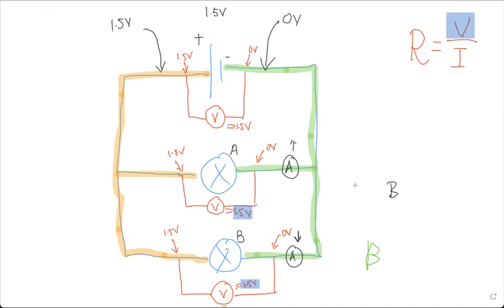Okay, so are you all convinced? Because they have the same V, and the one that has lower current passing through it will have a higher resistance. Does it make sense to you? When you have less current flowing through the component, it has a higher resistance. Does it make sense to you?